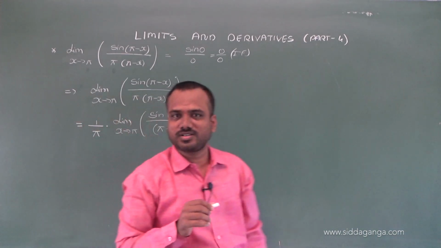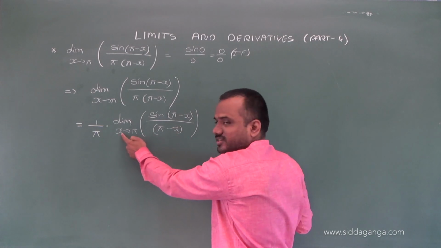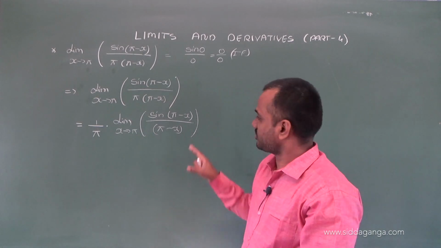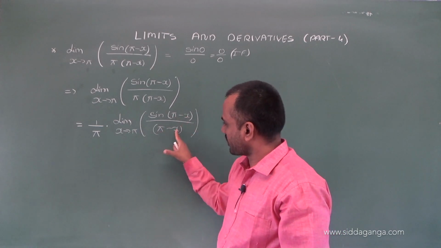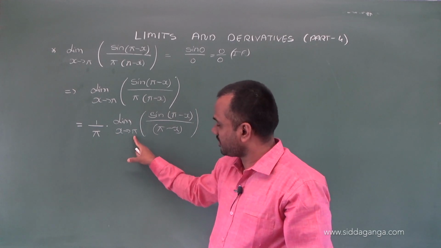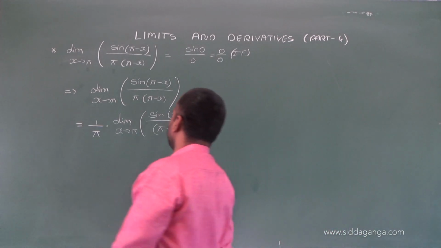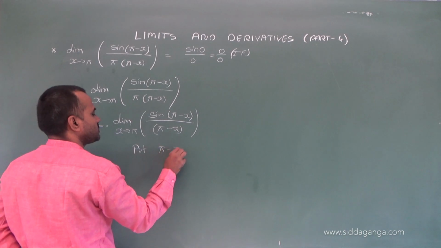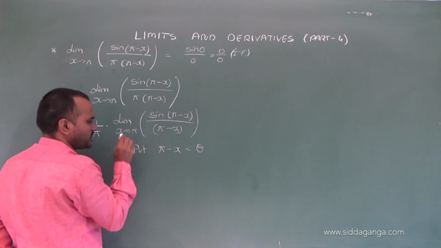Is it 1? No. Here pi minus x, here pi minus x, but here x tends to pi. If x tends to 0, then only it is 1. If all these values are the same, and in place of pi it is 0, then only it is 1. So what I do, put pi minus x is equal to theta. Substitution method.